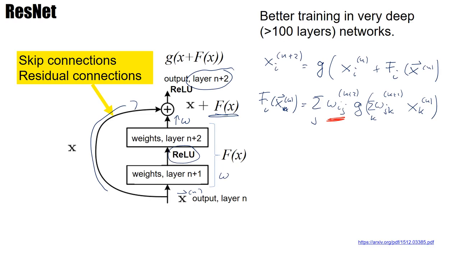Now, why is this useful? Well, I already said that it's the data now that can decide whether we have the extra layer represented by this function f of x or whether we skip it.